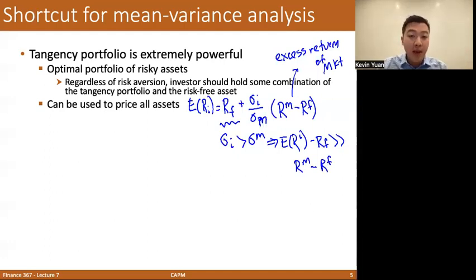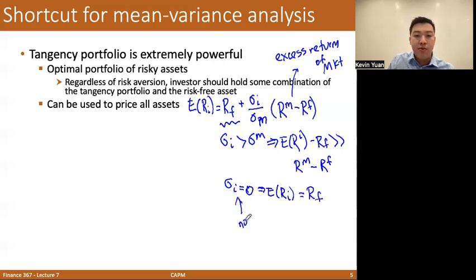Okay, and let's say that your asset has no risk, right? So if your asset has no risk, then sigma I is equal to 0. So we plug in 0 over here. 0 times anything is 0. So that means that your expected return is equal to the risk-free rate. And that makes sense, right? Because there's no risk over here, so your return should be equal to the risk-free rate.